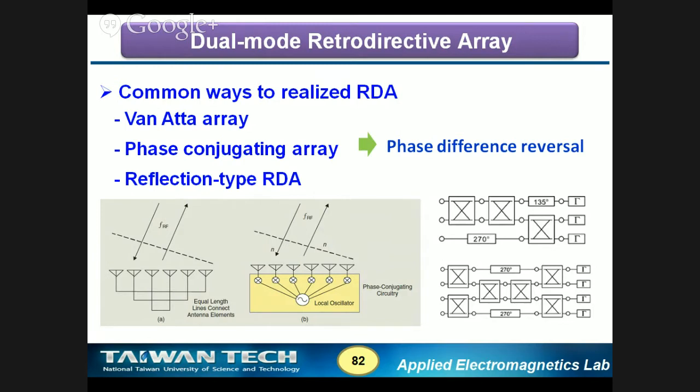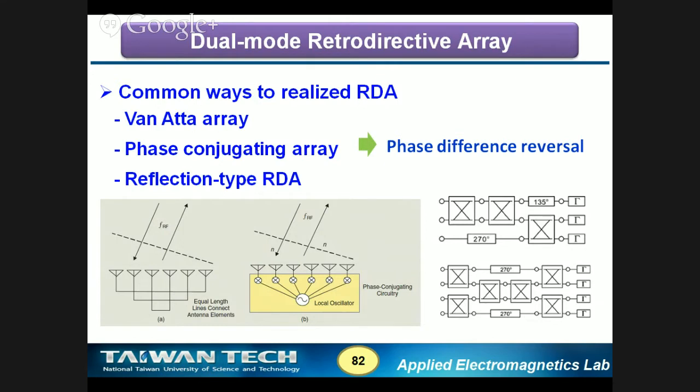He used a crossover, and then he used a branch line coupler to switch the signal from the first terminal to the last terminal, and from the second terminal to the second last terminal, and so on. So this is the second and third type of retrodirective array.